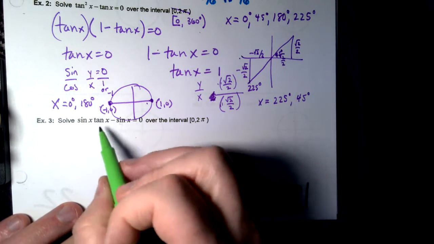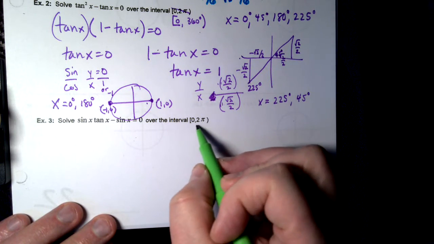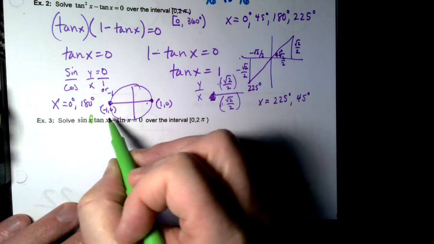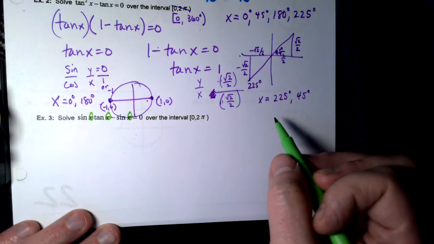Sine x, tan x, and then you got a minus sine x over this interval. We'll keep it in radians, so I'll pretend those are theta instead of x. Theta, theta, theta.